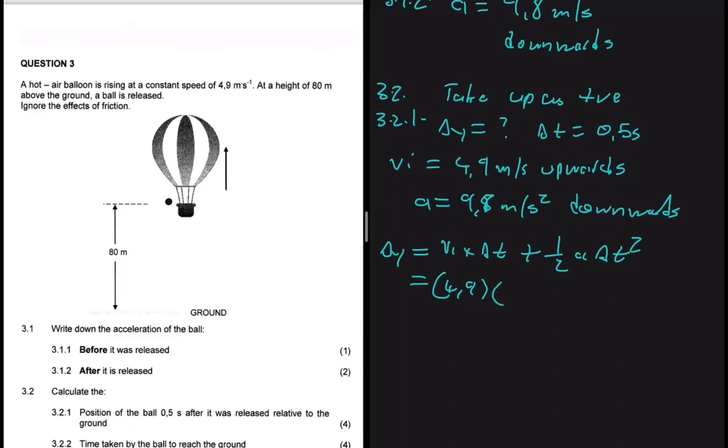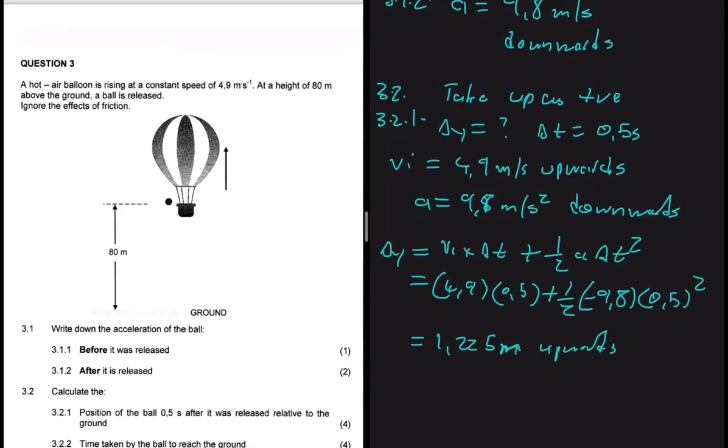And then delta t, there isn't any of that, right? Time is a scalar. We don't have a direction, so we just put 0.5. And then plus a half acceleration. The acceleration is 9.8, but downwards. So we have to say minus 9.8 and then multiply by delta t, 0.5 squared. This is going to give us 1.225 meters, right? We have a positive value, so this is going to be upwards, right?